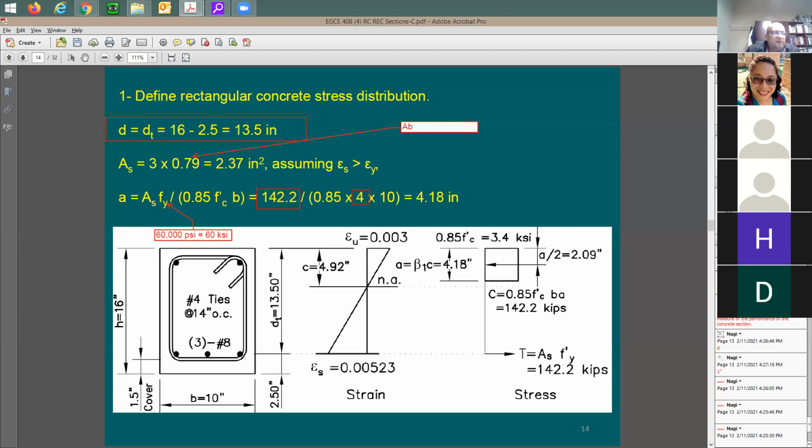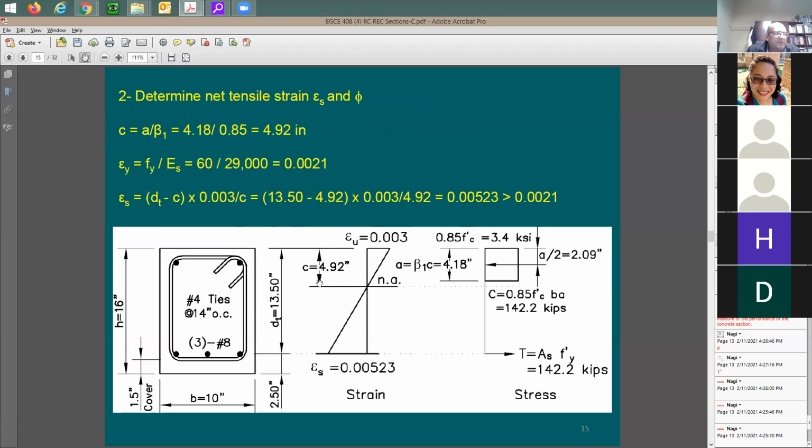Where is this on the drawing? I'm going to say on the sketch, let me draw it right here. Here it is, the compression block depth. Now I need to get to c. How can I get c if I have a? I have a factor of beta 1. Because beta 1 is less than 1, you take a divided by beta 1 and you get to c.